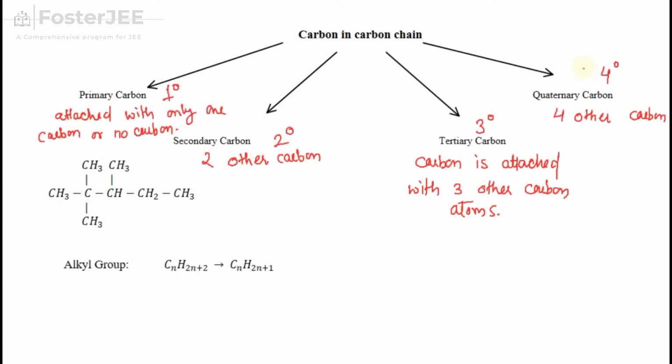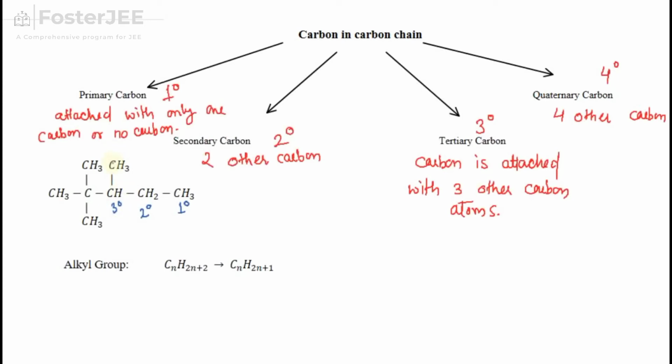So let's understand this with an example. Here we can see that in this compound, this carbon atom is linked with one carbon atom. So this is a 1-degree carbon or a primary carbon. Here this carbon atom is linked with 2 other carbon. One is this one and one is this one. So this is a 2-degree secondary carbon. Here this carbon atom is linked with 3 carbons. 1, 2 and 3. So it is a 3-degree carbon.